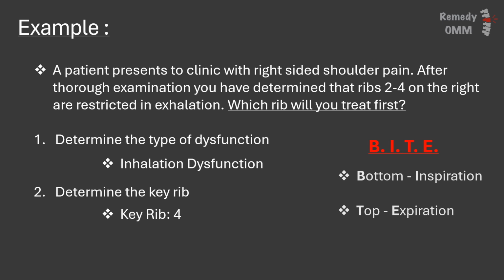Recall that we name a somatic dysfunction for the direction of ease. Now that we know what kind of dysfunction we have, we can identify the key rib. Remember our mnemonic, BITE. Since this is an inhalation dysfunction, the bottom rib will be the key rib, which in this example is rib 4. This means that our treatment will be directed towards rib 4. With a little practice, this will come easily, and now that we are able to determine which rib is the key rib, we can talk about treatment.